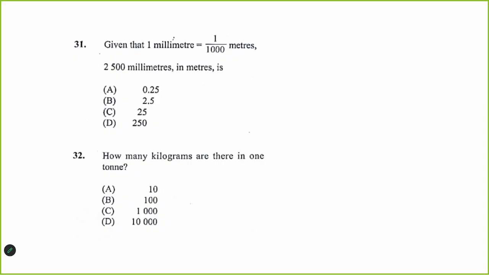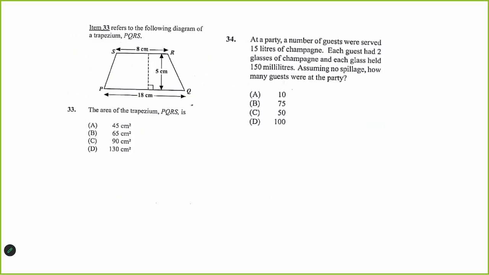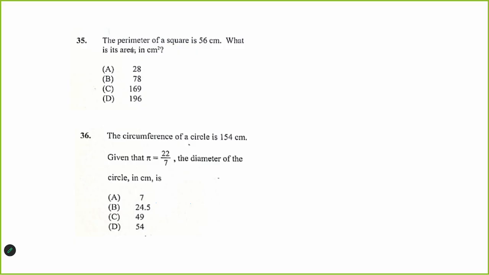May, June 2021. So repeated question 2.5. How many kilograms in a ton? 1,000, y'all. That's just something you have to remember. What is the area of the trapezium? 65. 50. Perimeter. That's divided by 4. You'll get 14. 14 by 14 is 196.